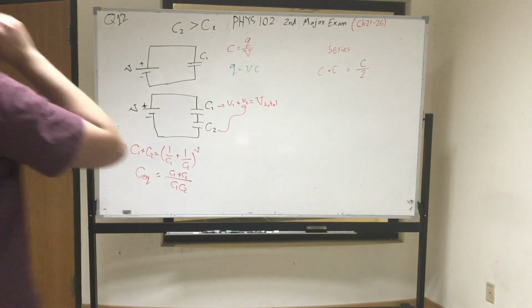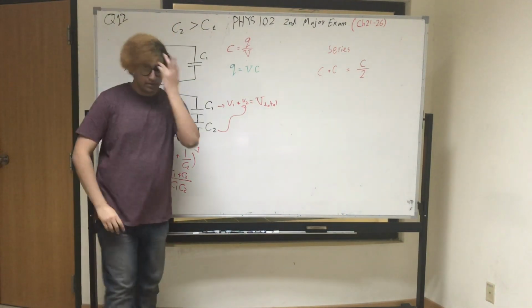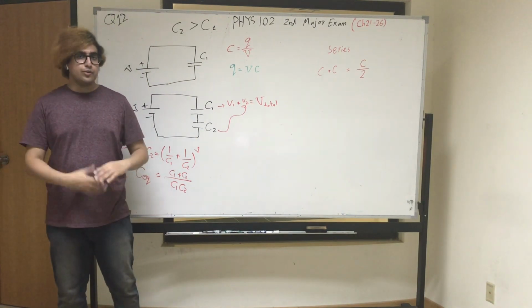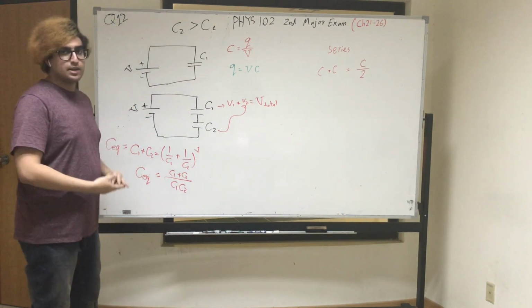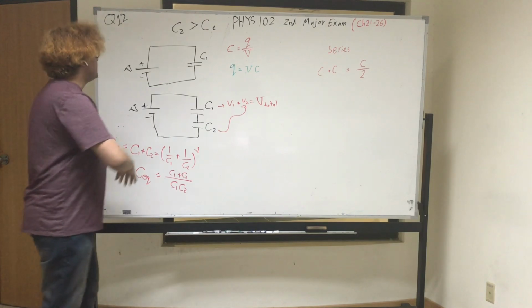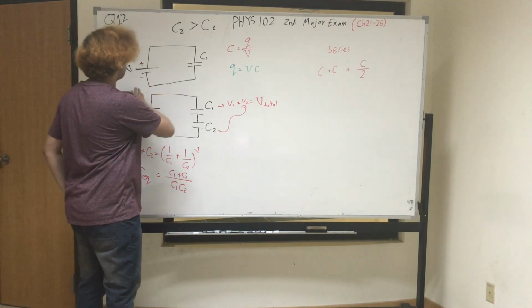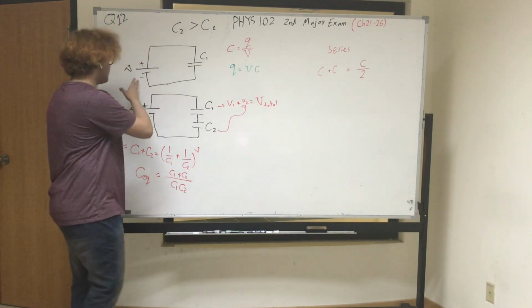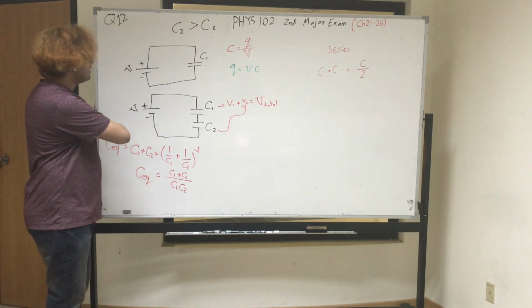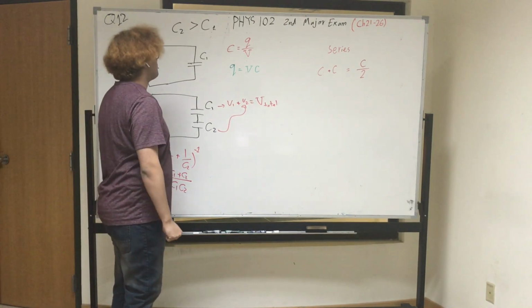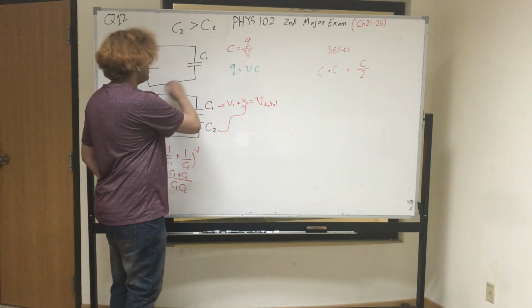Alright guys, for question number 12, it's a conceptual question. It says that if we have some sort of battery, and the battery has some sort of voltage difference, and we have some sort of capacitor in here, let's call it C1.